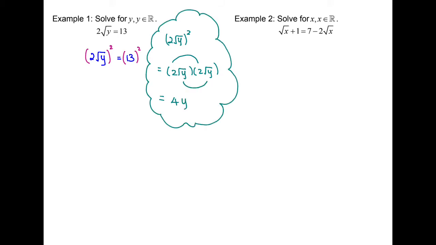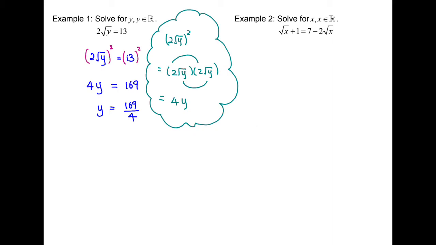Example 1. 2 square root of y equals 13. So first, we square both sides. Then, we're going to find out what 2 square root of y, whole thing squared, will be, which means 2 times 2, which is 4, square root of y times square root of y, which is y. Then, we're going to have 4y equals 169. Dividing by 4 on both sides, you get y equals 169 divided by 4.